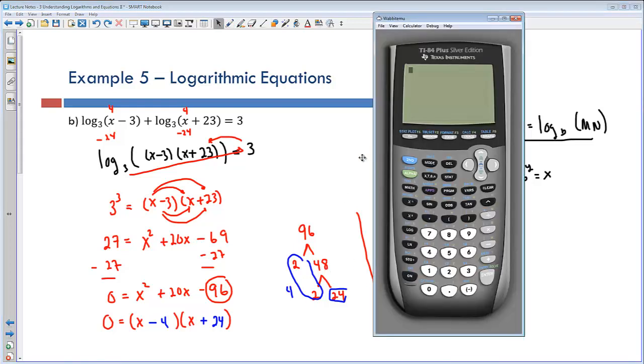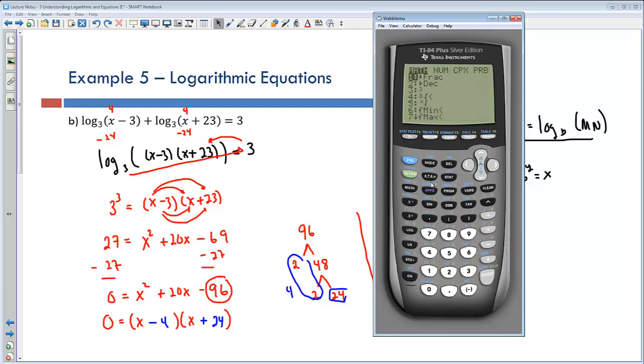So let's check our work on our calculator. So let's plug 4 into here. And so on here I can hit math and go to my log base and put base 3. And when you plug in 4, of course 4 minus 3 is 1, so I have a 1 there. And then I'm going to do a plus, and then when I plug in 4 here, I'm at 27.